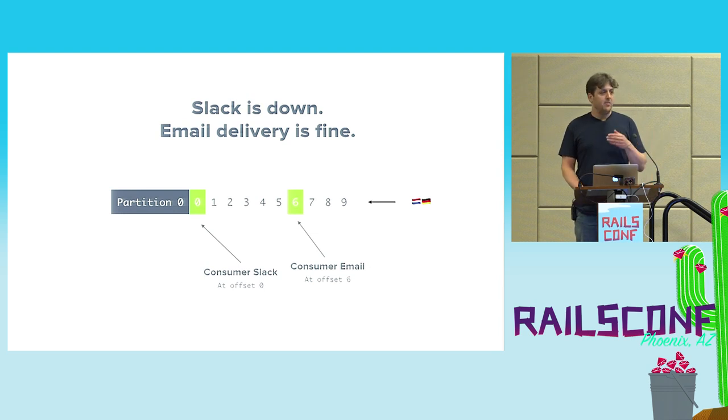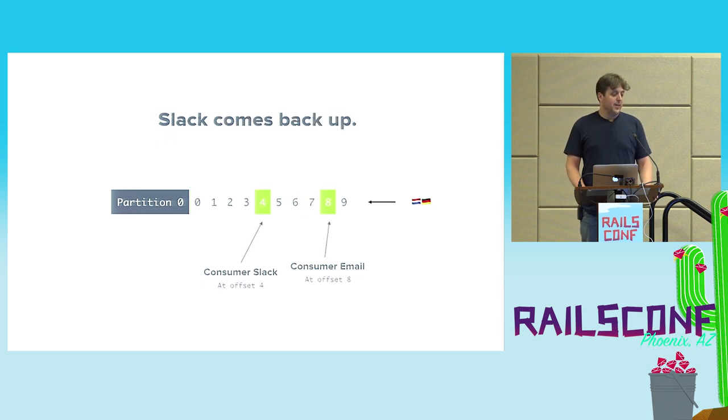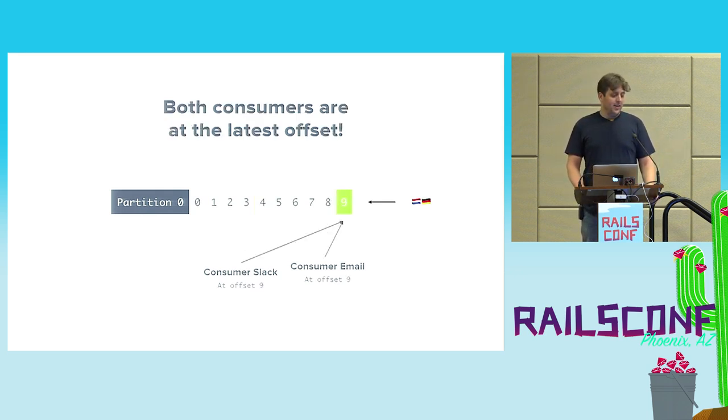It's just waiting there because it cannot continue. But the email notifications are actually going out just fine. They don't have any issue at all. And then if Slack comes back up, the Slack consumer will make some progress. And finally, they will be at the end of the queue, waiting for more messages to come in. So this is pretty neat if you integrate a lot of external systems, because you can make sure that one outage at a certain vendor is not going to impact all the other integrations you have.